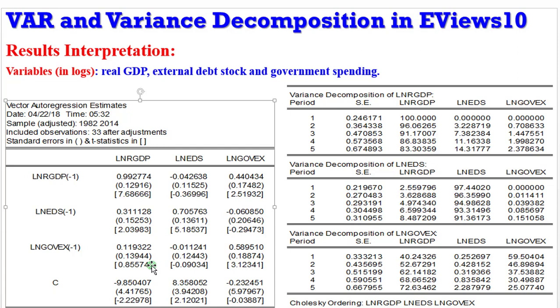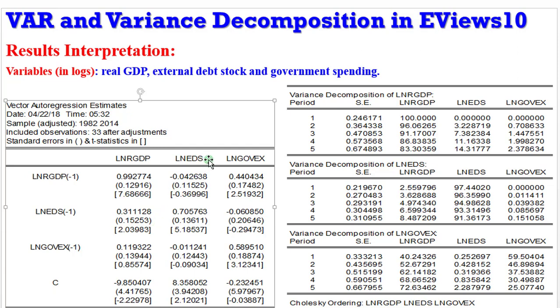So if I was to interpret, how will I go about it? The past realization of real GDP is associated with 99.27% increase in real GDP on average ceteris paribus. For the EDS coefficient, I'll simply say a percentage increase in external debt stock accounts for 31.1% increase in real GDP on average ceteris paribus.